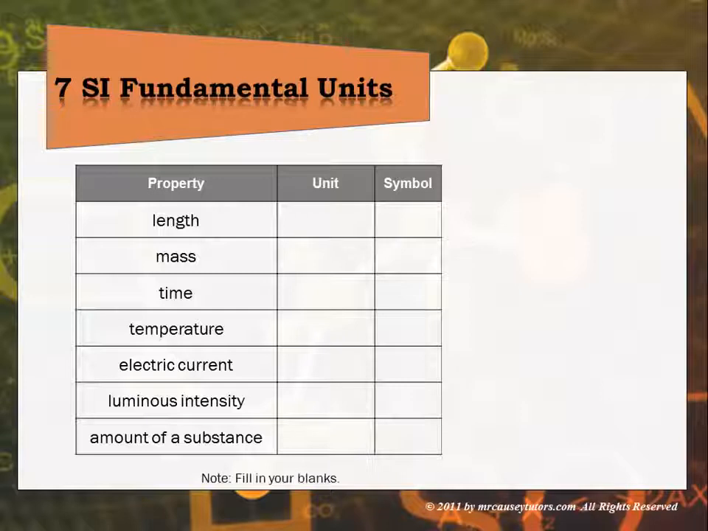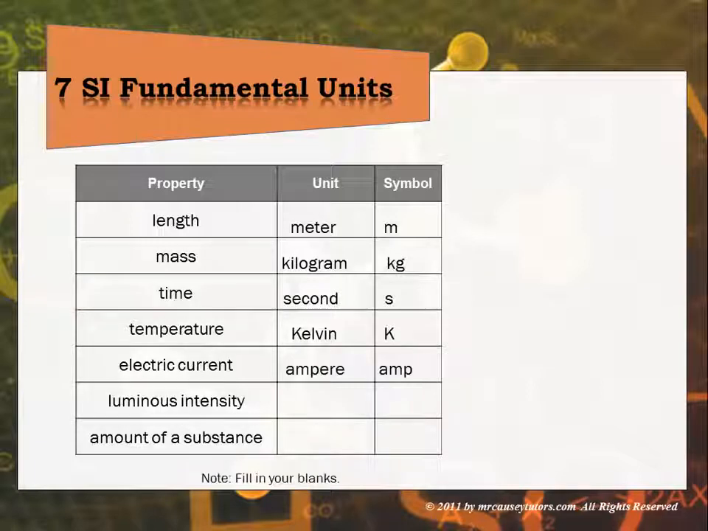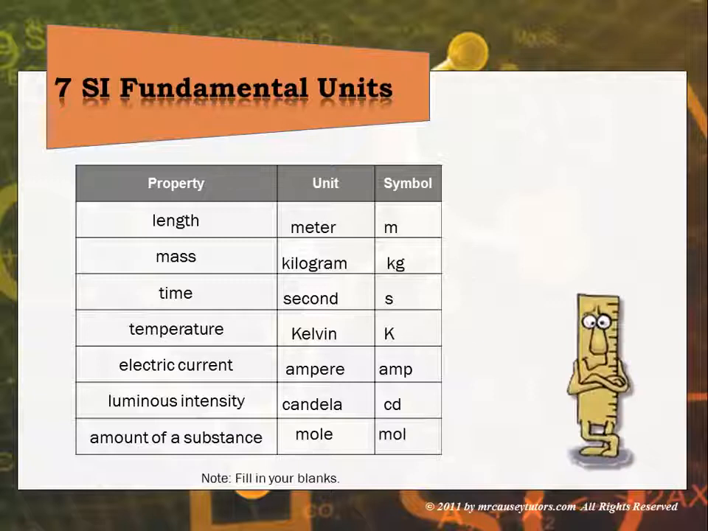So what are the 7 fundamental units? Well, length is the meter, mass is the kilogram, time is the second, temperature is Kelvin, then we have electric current, which is the ampere or amp, and then we have luminous intensity, and that's the candela, and then the amount of a substance, which is mole. And you want to know these 7 for tests and quizzes. And remember that the top 4 are the ones that we will be using the most.